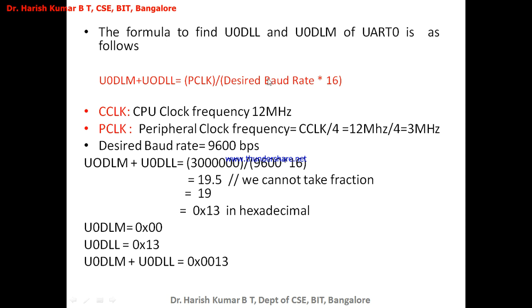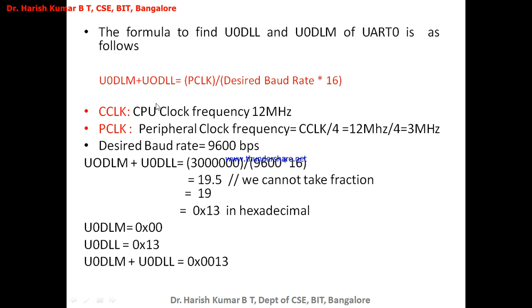Now using this formula, with the desired baud rate of 9600 and the CPU clock frequency of 12 megahertz, I found that the peripheral clock frequency must be 3 megahertz, and for this 3 megahertz clock frequency, what should be the U0DLM and U0DLL? So U0DLM is 00 and U0DLL is 13. This is what I have found. This you have to calculate like this.